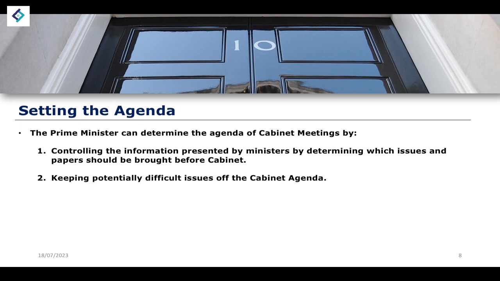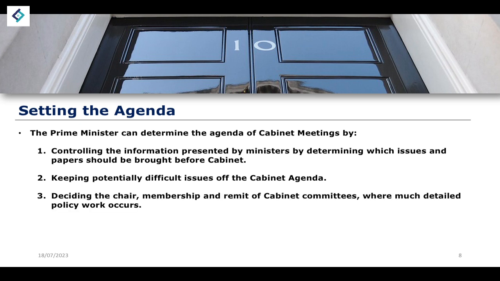They can also keep potentially difficult issues off the cabinet agenda, so as to potentially stop deadlock and disagreement, but also to allow for a lack of criticism within the cabinet system.